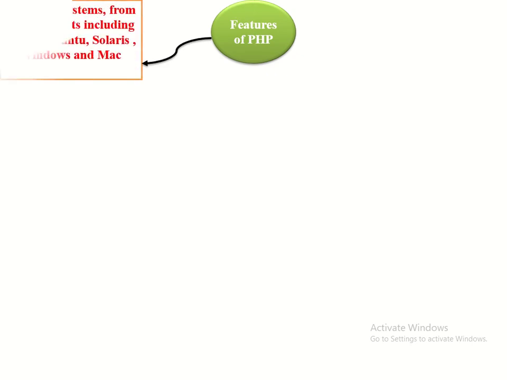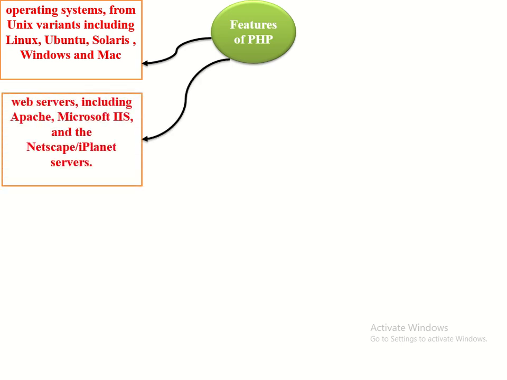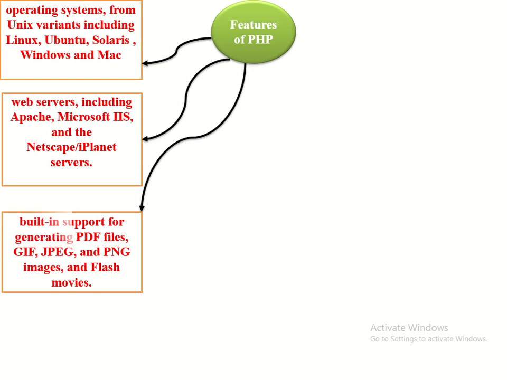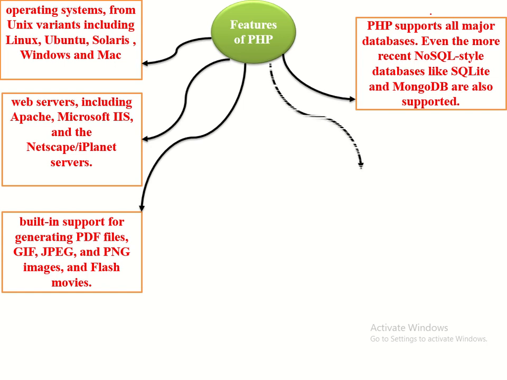Number one, it runs on different OS: Unix, Linux, Ubuntu, Solaris, Windows and Mac. Second, it supports different web servers like Apache, Microsoft IIS, Netscape and iPlanet server. Third, it has inbuilt support for generating PDF files, GIF, JPG, PNG images, and Flash movies. Fourth, PHP supports all major databases, even more recent NoSQL style databases like SQLite and MongoDB.